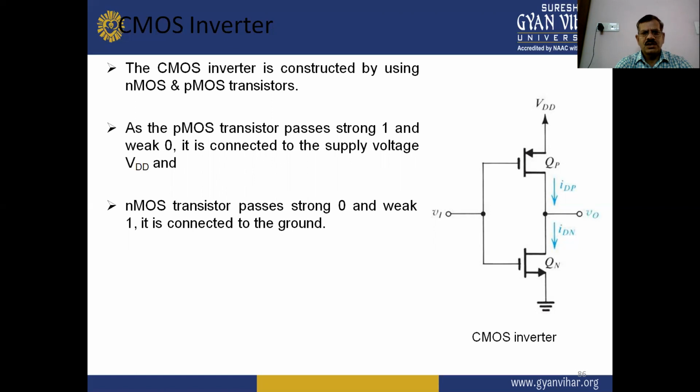As the PMOS transistor passes strong 1 and weak 0, it is connected to the supply voltage VDD, which is the DC supply voltage. Next is the NMOS transistor, which passes strong 0 and weak 1, and it is connected to the ground. So NMOS and PMOS pass the opposite values to each other in this CMOS inverter figure.